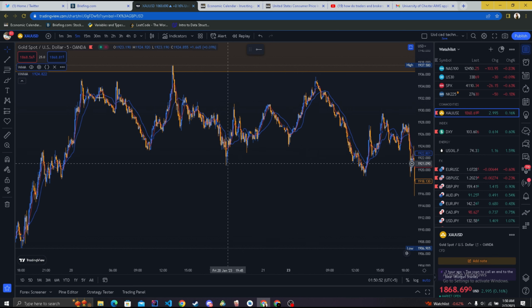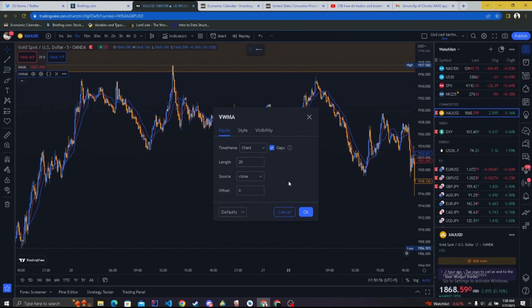Now secondly, go to the volume weighted moving average. Click its settings, and you can keep its color blue or whatever color you want to choose, and you can change it from its style icon. Then go to the inputs and change its length from 20 to 24.